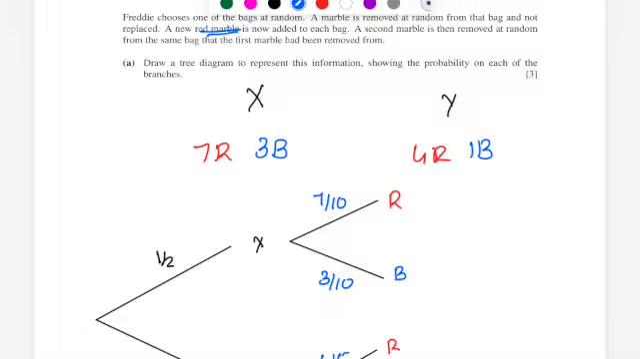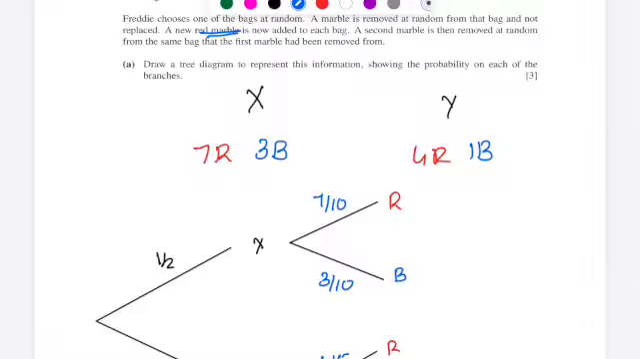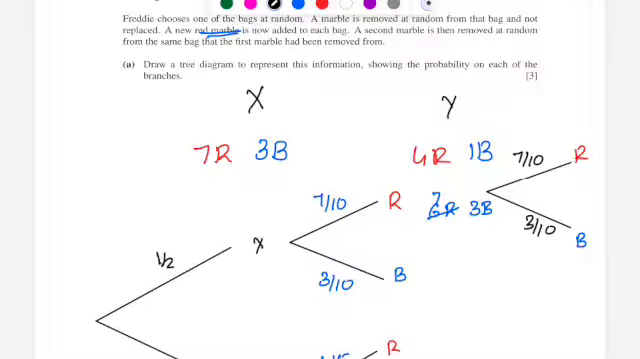So what will be happening now? In this case, one red marble has been taken, so basically it will become 6 red and 3 blue, but again one is added, so it will become 7 red and 3 blue in this case. So the probability of red will become now 7 upon 10 and blue will become 3 upon 10.